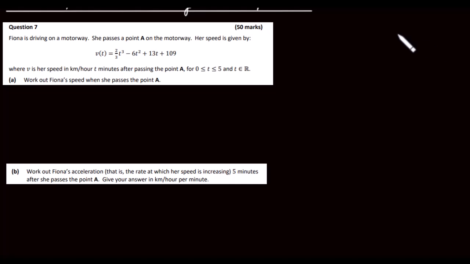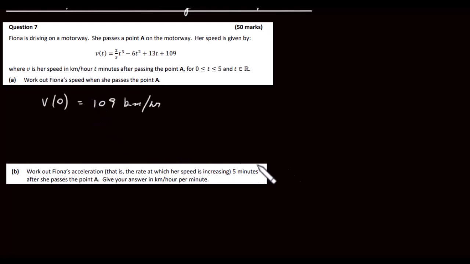For t between 0 and 5 inclusive and t real, work out Fiona's speed when she passes point A. Okay, so when she passes point A, the time is 0. So we want v of 0. That's just going to be putting 0 in here, 0 in here, 0 in here, which will just leave us with 109, and that is kilometers per hour. So we're mixing units here. We've got hours and minutes, but t is in minutes, so we've got to put t in minutes in here, and we do end up with kilometers per hour.